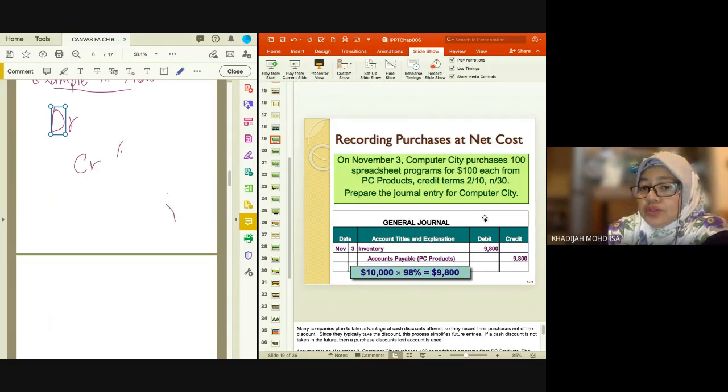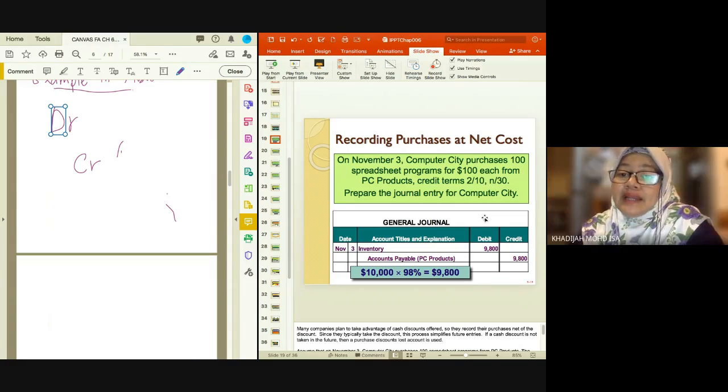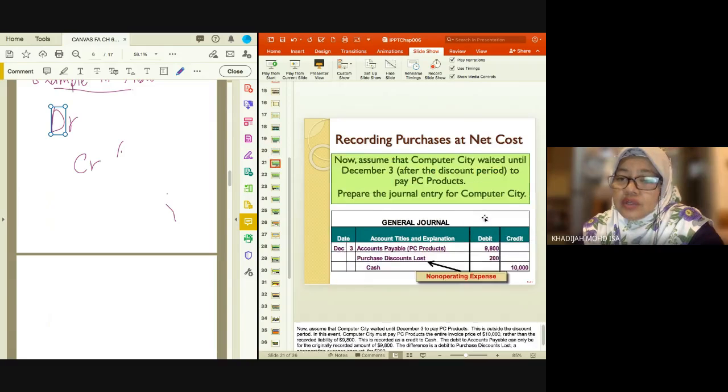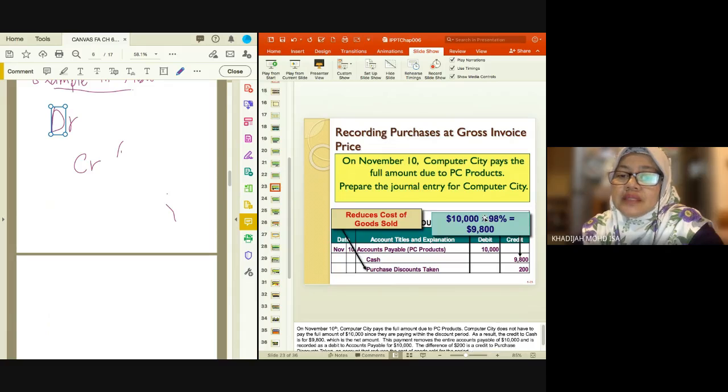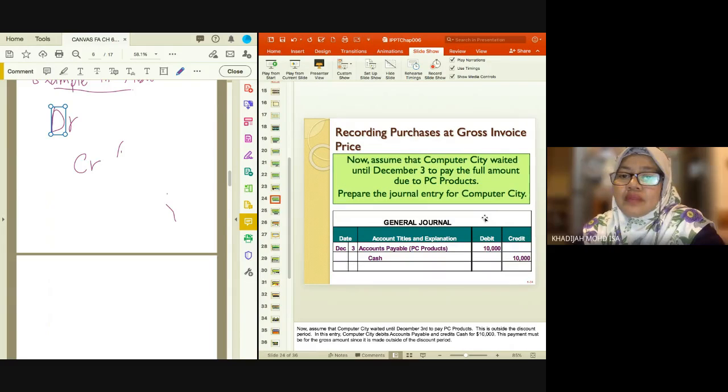This one we are not going to do, recording purchase at net cost. We'll skip this because we are going to record at gross. So this is gross inventory and accounts payable, and then you have purchase discount taken. So that's your revenue.